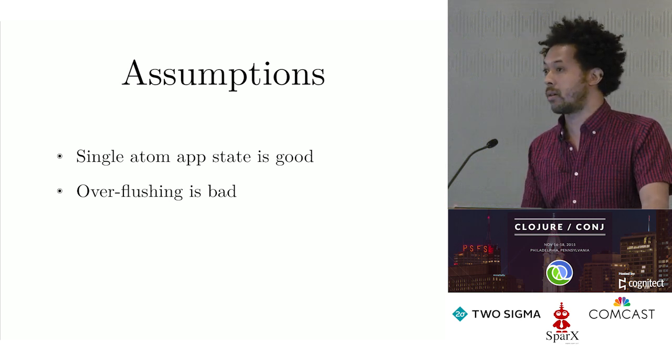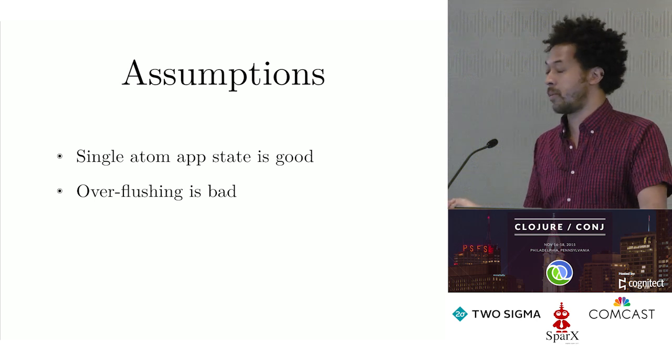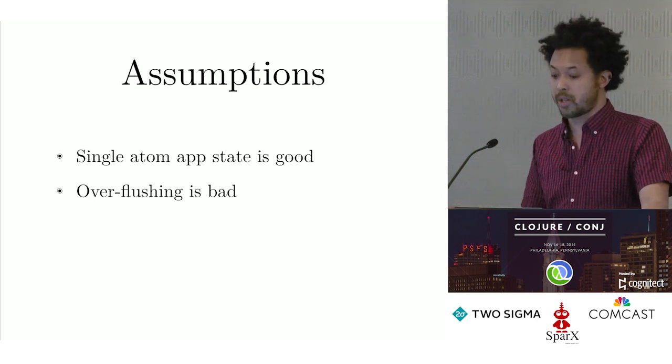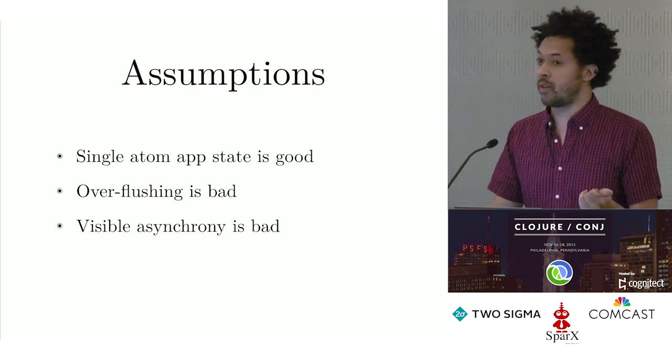Overflushing is bad. Om uses an asynchronous rendering loop. We try to render at 60 frames per second. We don't want people to be in charge of flushing. So this is a new thing. This is quite different from the previous version of Om.